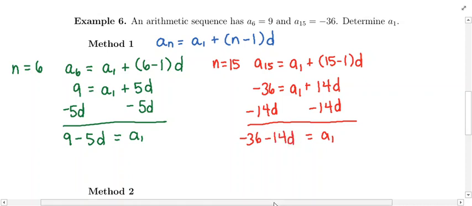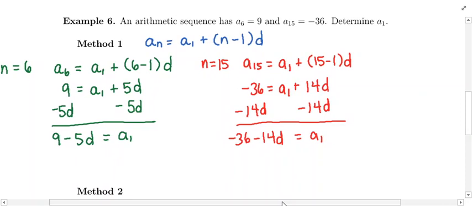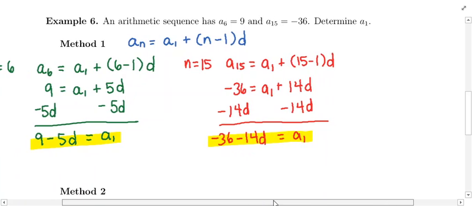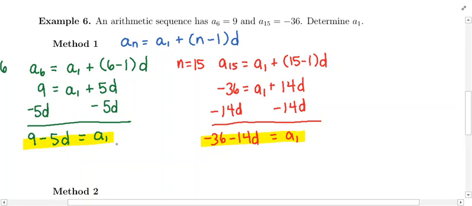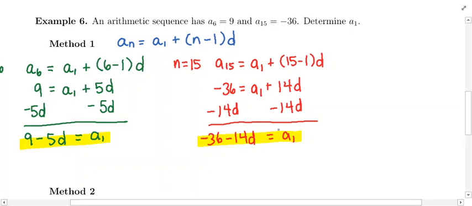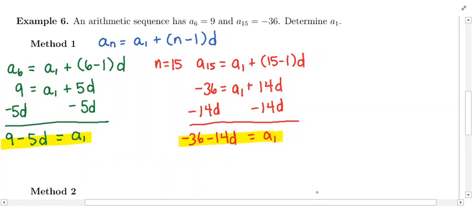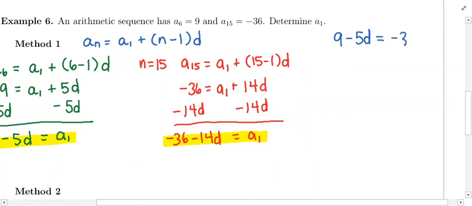If we carry on, where do I go from here? I need a specific number for A1, the first term. I know this is a way to compute A1, as is this. Both of these formulas should give us A1. So since both of these represent A1, I'm going to equate them. 9 minus 5D, since that represents A1, should equal this other representation for A1, negative 36 minus 14D.